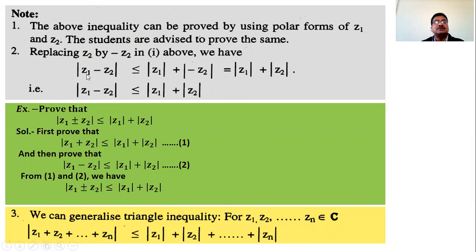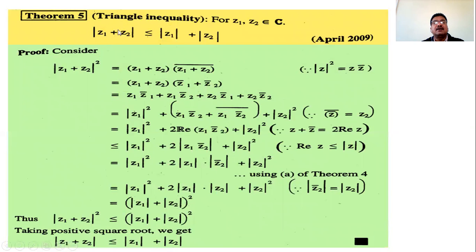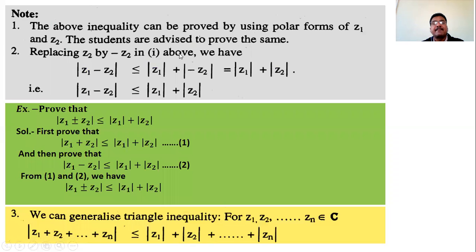Then what is modulus of Z1 minus Z2? Is less than or equal to modulus. Suppose we write this Z1 minus Z2 as Z1 plus in bracket minus Z2, and then apply the previous theorem that mod A plus B is less than or equal to mod A plus mod B. So consider this Z1 as A and minus Z2 as B. So it is less than or equal to mod Z1 plus mod Z2.